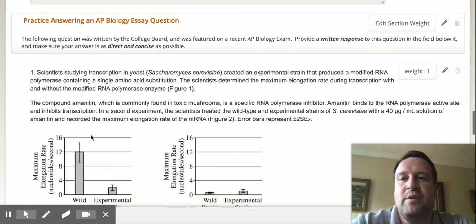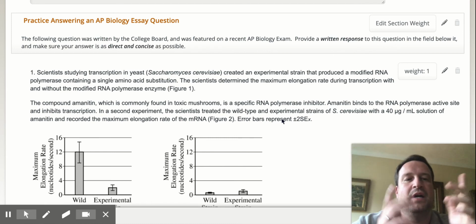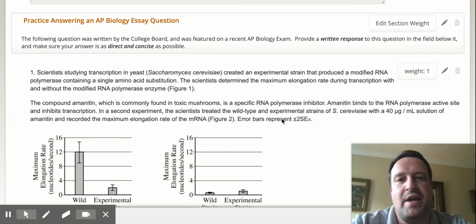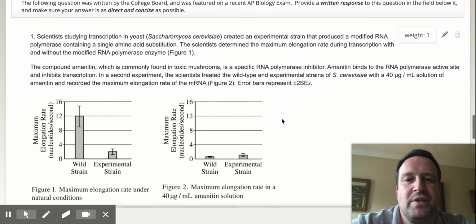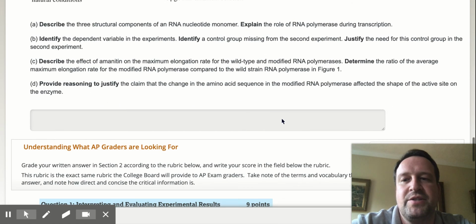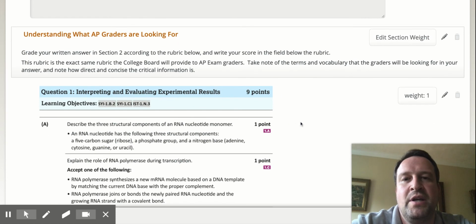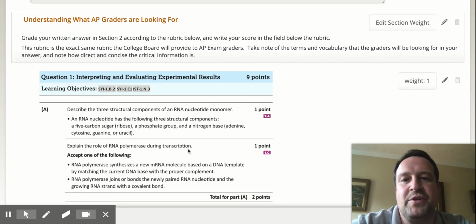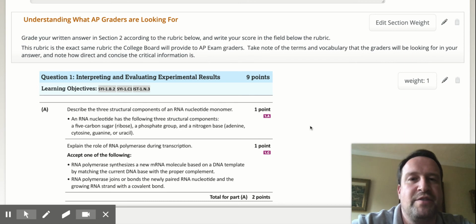Then I give them the actual College Board essay question to answer here, which is a written response. And I feel tightly in the box here. They have to practice writing these essays because that's how they're going to do it on the actual AP test. And then I give them the rubric that the College Board provided and ask them to grade their own essay and analyze it from that perspective.